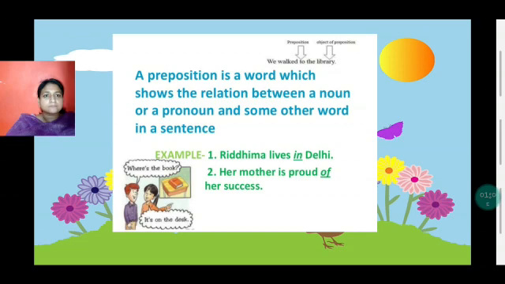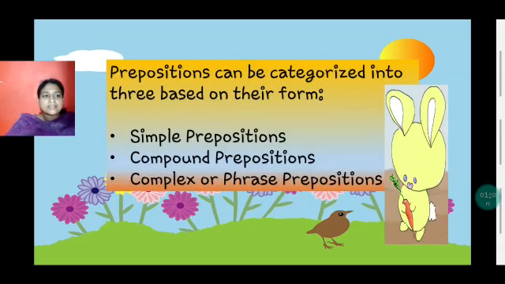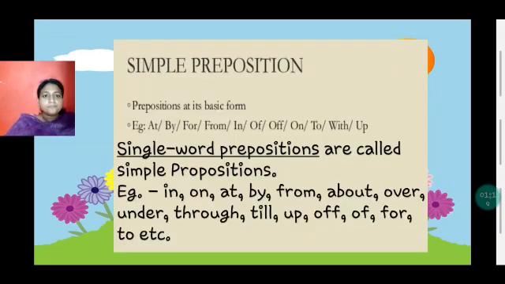Prepositions can be categorized into three based on their form. How many? Three. Simple prepositions, compound prepositions, complex or phrase prepositions. Simple prepositions. Prepositions at its basic form. Basic form means single word prepositions are called simple prepositions like in, on, at, by, from. These are all single word. So they are called as simple preposition.